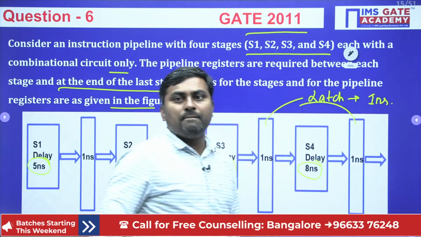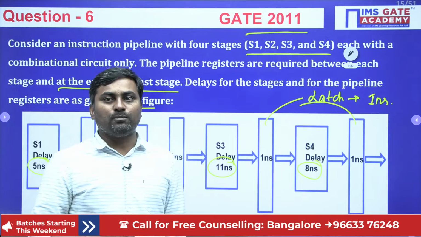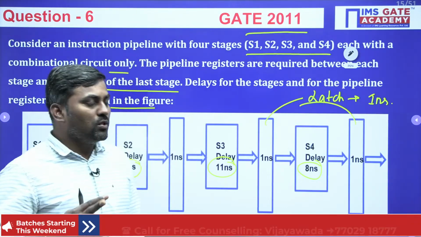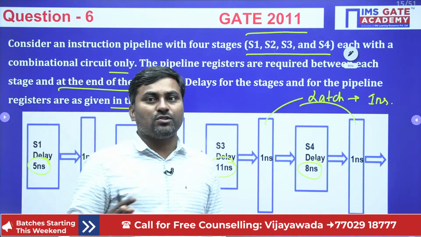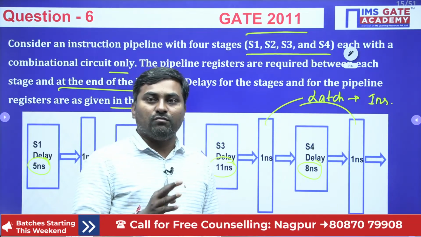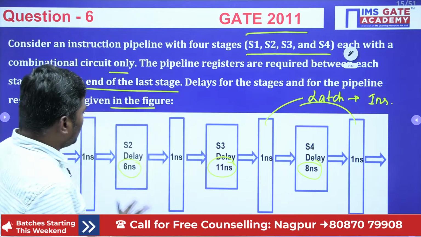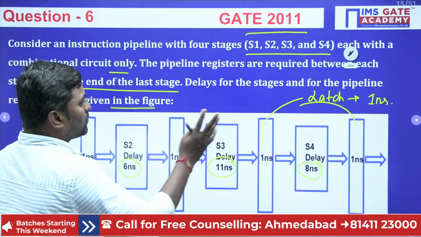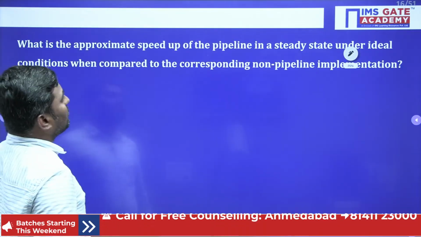This is a basic thing we already observed in the last class, the types of pipeline I discussed: synchronous and asynchronous, linear and non-linear. This is a linear pipeline, which is synchronous in nature. They have given the stages and their delays, and the register delay also. So let's see what they are asking.